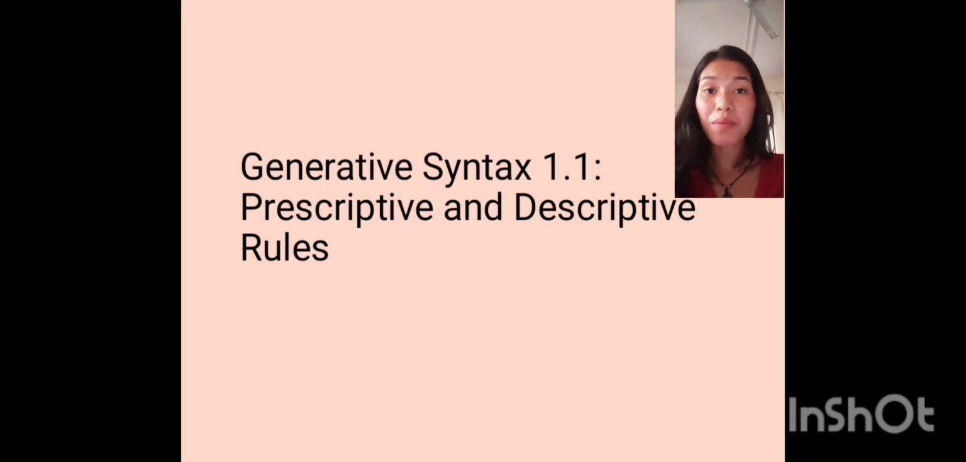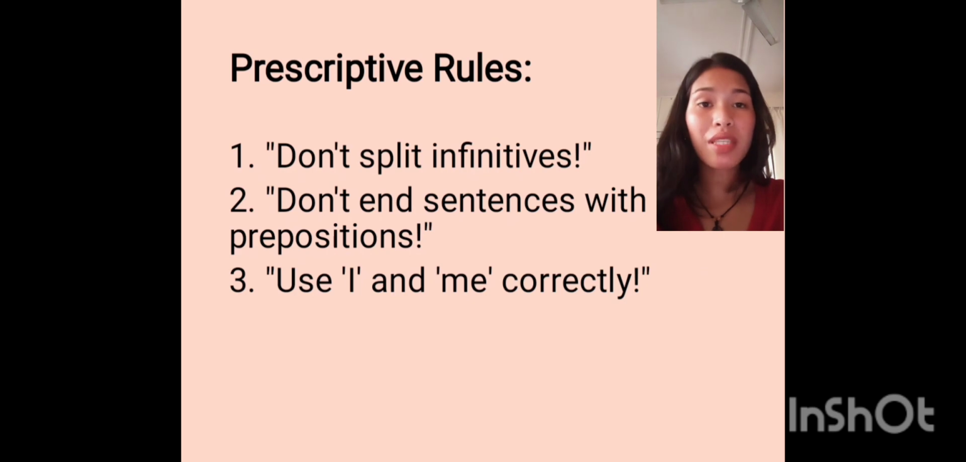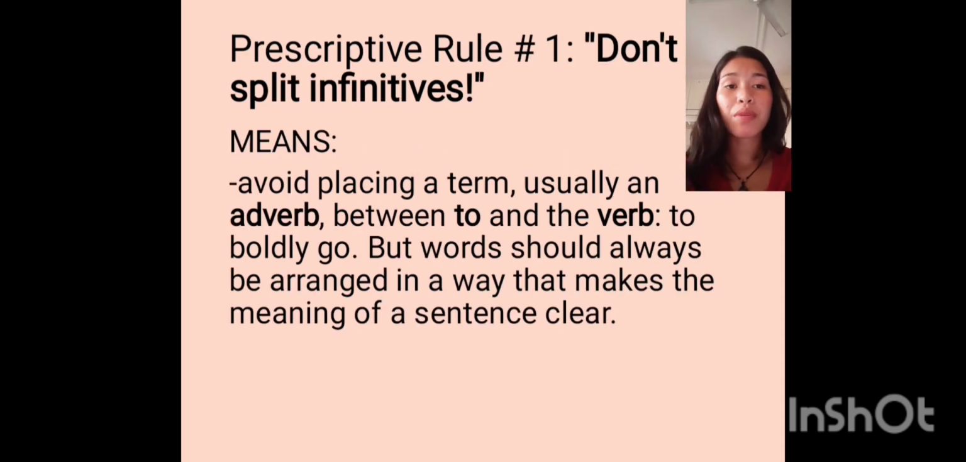Generative syntax 1.1: Prescriptive and descriptive rules. In prescriptive rules, there are three. The first one is don't split infinitives, the second one is don't end sentences with prepositions, and the last one is use I and me correctly. So now let's start. In prescriptive rule number 1, don't split infinitives means avoid placing a term, usually an adverb, between to and the verb, as in to boldly go, but words should always be arranged in a way that makes the meaning of a sentence clear.